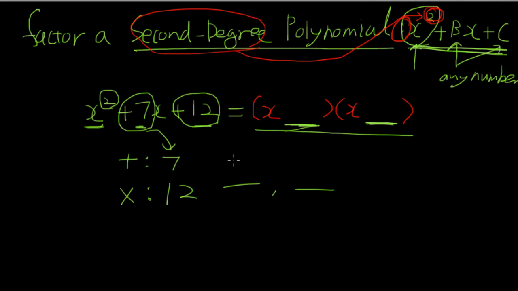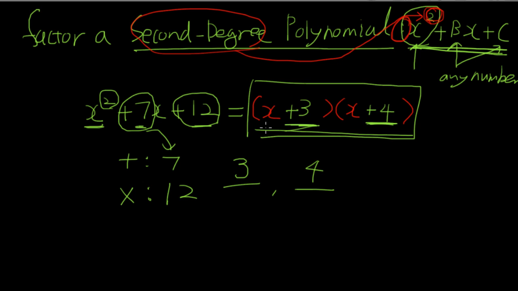That must be what? That must be 3 and 4, right? 3 plus 4, that's definitely 7. 3 times 4, that's definitely 12. So plus 3, plus 4, just like that. And that's the answer. That's what we get.